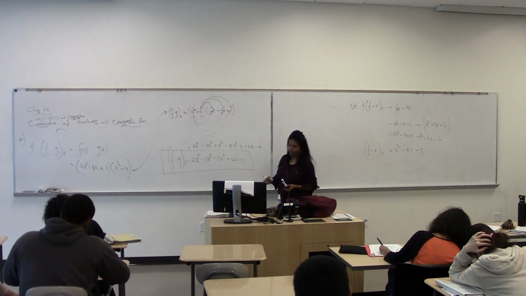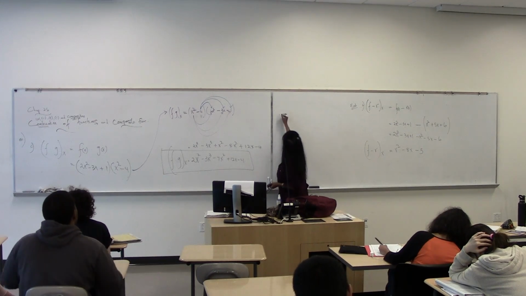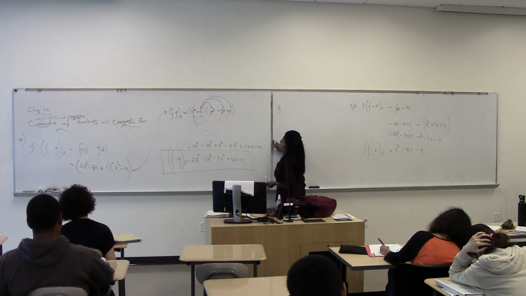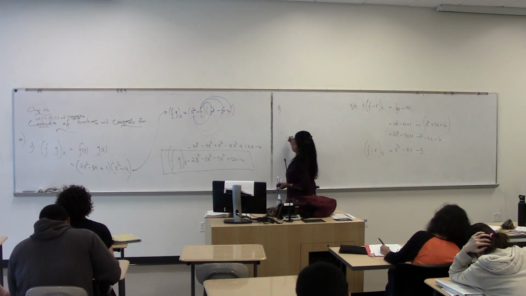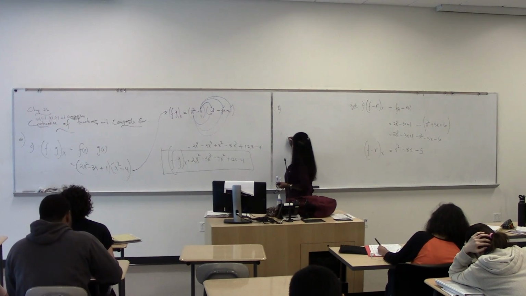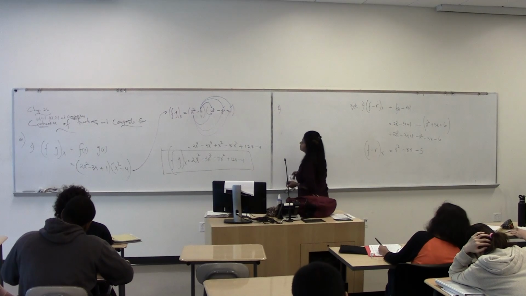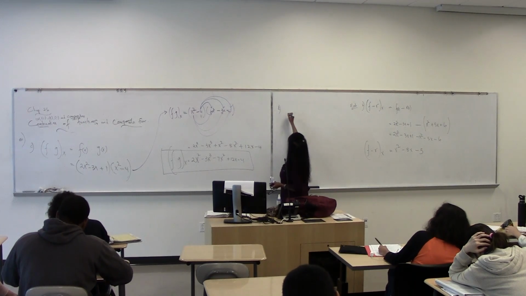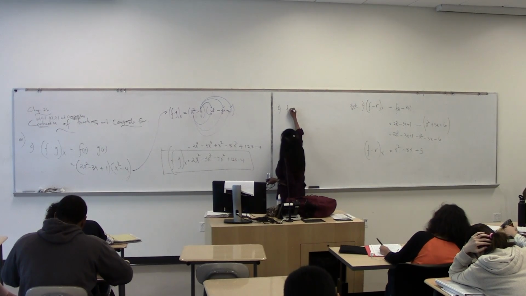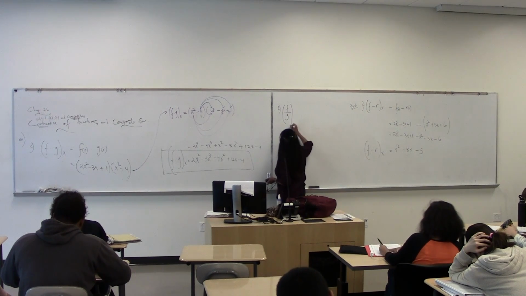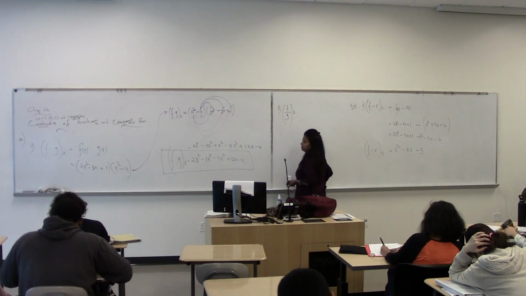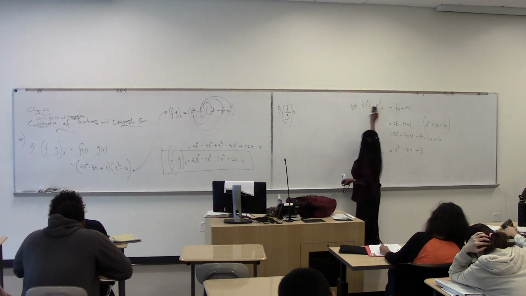Okay, so the next example, part D. What's f of x? F over g of x. You divide by g of x.